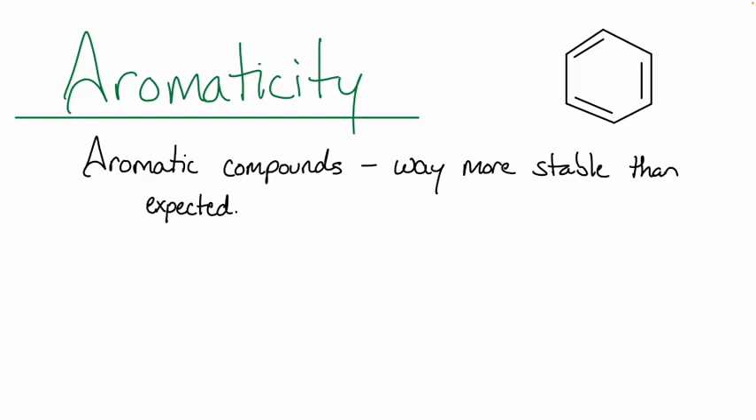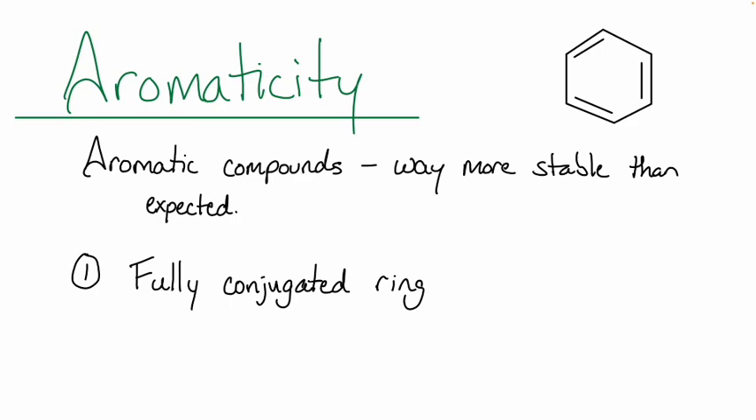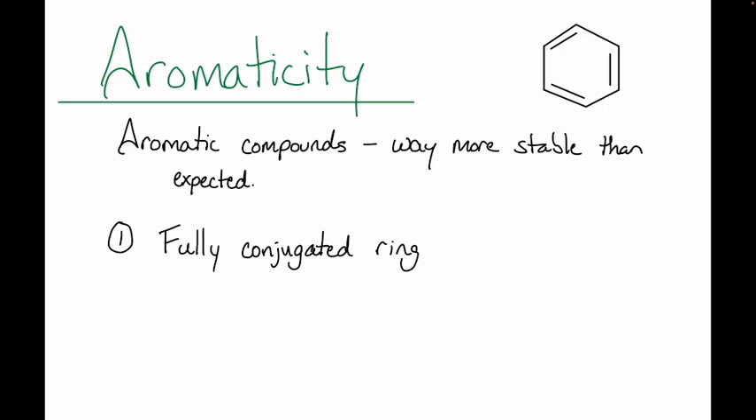But to be an aromatic compound, you can't just be a ring of double bonds. You actually have to meet two special criteria. One, you are a fully conjugated ring. That checks out. Just a ring of a bunch of conjugated pi bonds. That's pretty expected, I think. You've got to be a ring, you've got to be all linked up.